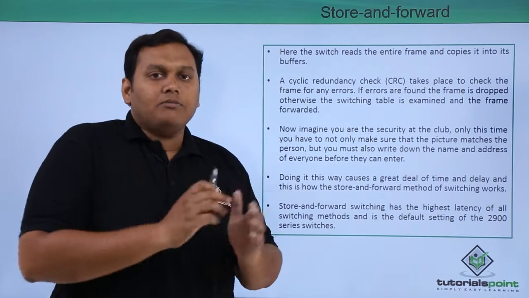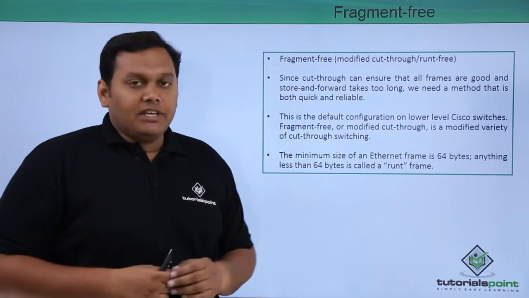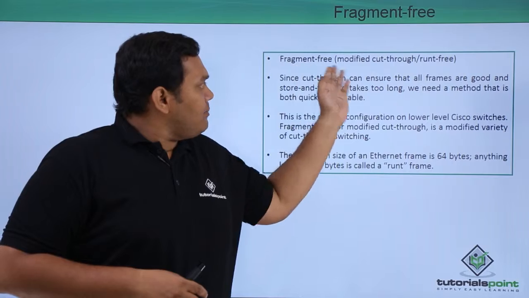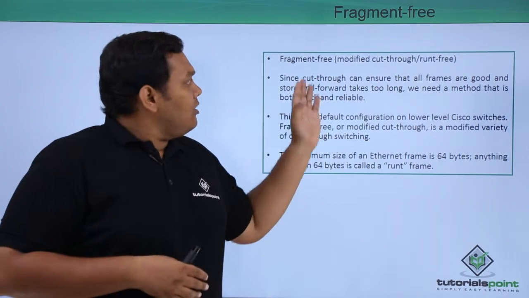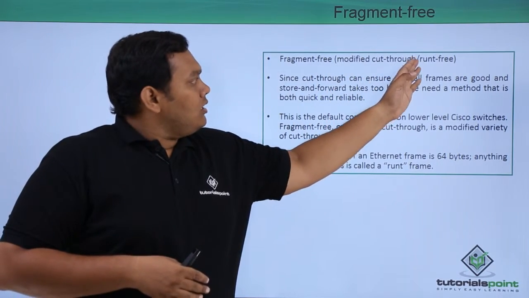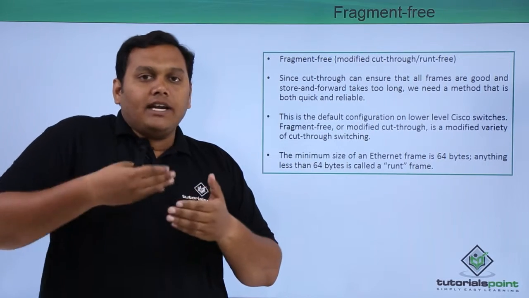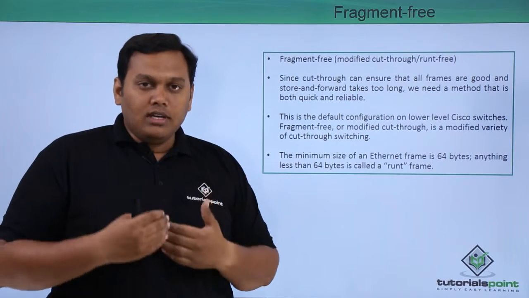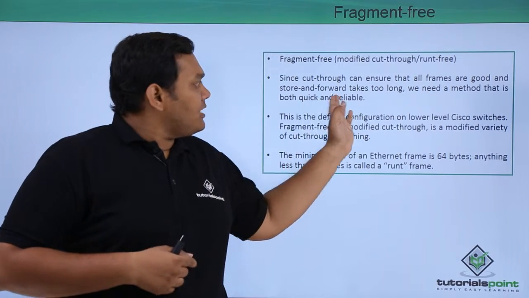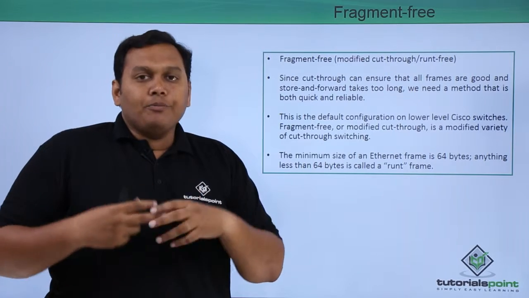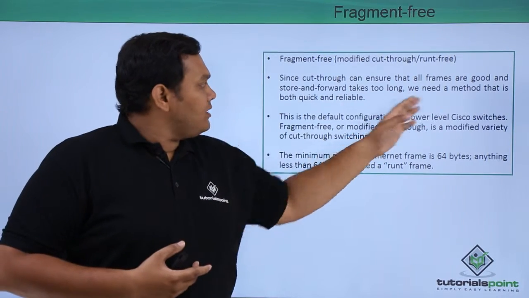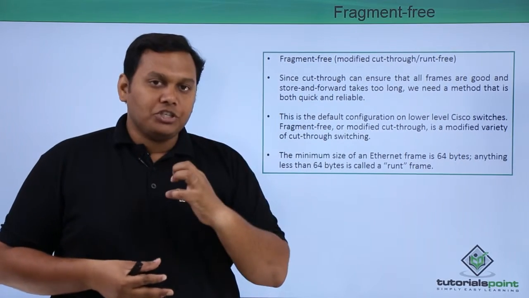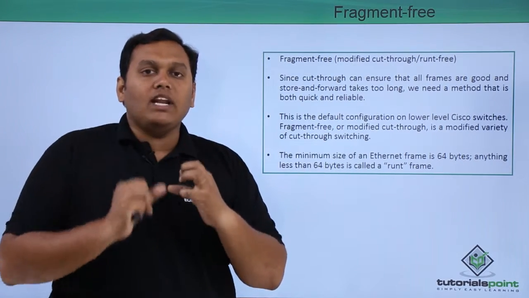Coming to the third one, fragment free. What is fragment free? As the name itself indicates, it is modified cut through, or runt free. Cut through cannot ensure all frames are good, and store and forward takes too long, so we need to improve this. We need a method that is both quick and reliable, that stores the information and is quick with low latency.